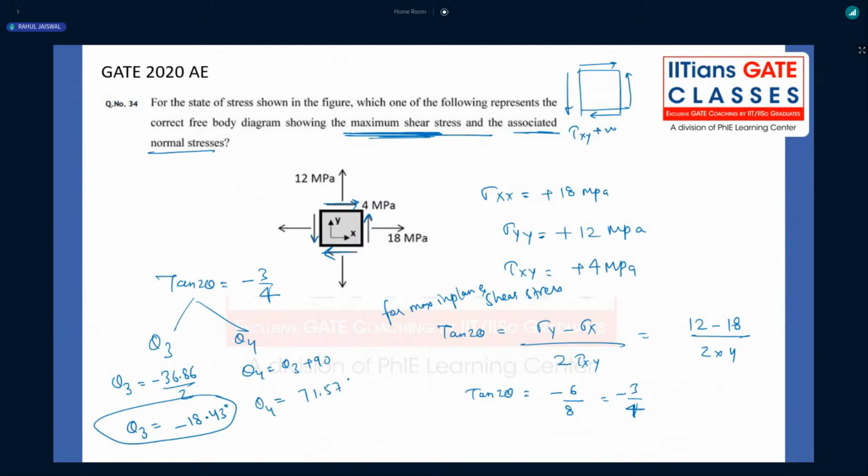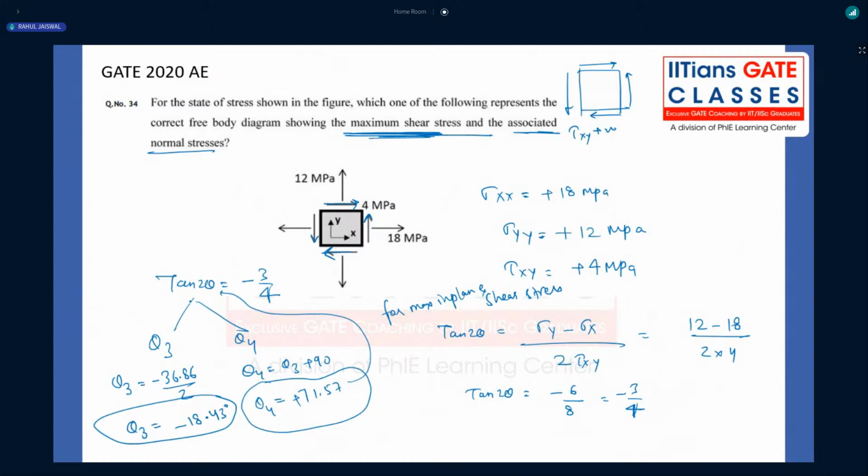Once again, put that value, 71.57 into 2, and take tan of that, whether you're getting the negative of that or not. Yes, minus 3 by 4, that is minus 0.75. That means you got two values. One is negative, other is positive. Now tell me, what is the meaning of negative, my dear friend?